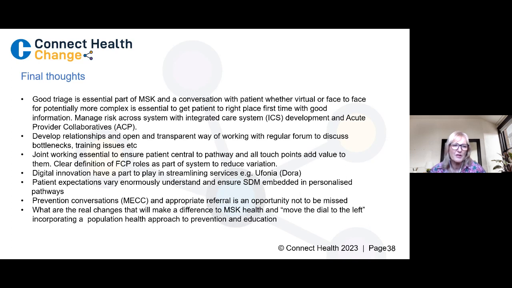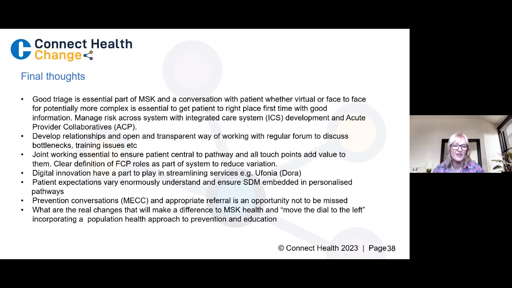And we've obviously got the acute provider collaboratives being developed, and I think that's another way of getting services to work together. And one of our acute provider collaboratives is keen to look at MSK across the board in Bob. Just going forwards, there's quite a bit around digital innovation.